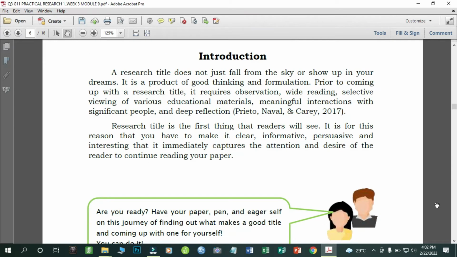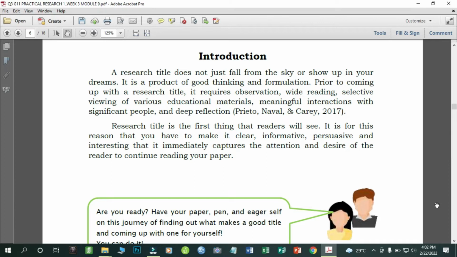Introduction. A research title does not just fall from the sky or show up in your dreams. It's a product of good thinking and formulation. Prior to coming up with a research title, it requires observation, wide reading, selective viewing of various educational materials, meaningful interactions with significant people, and deep reflection. From these statements, I hope it's clear to you that when you're doing research, you really need to have wide reading about your topic.